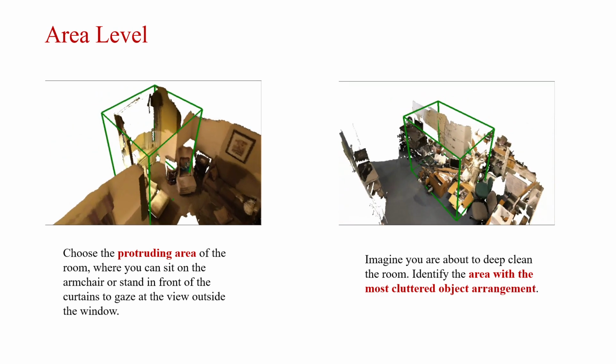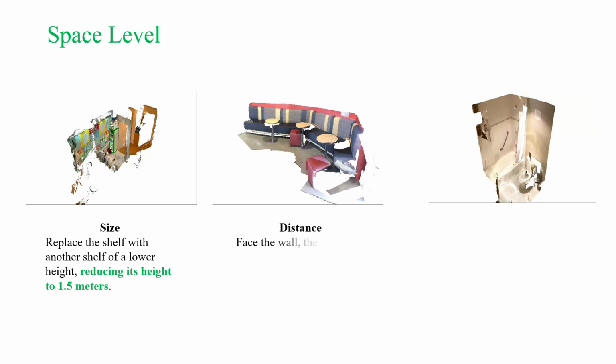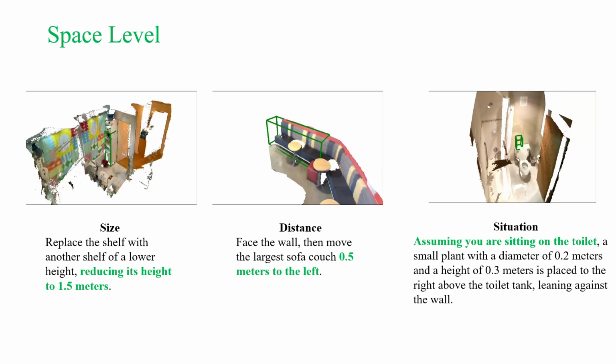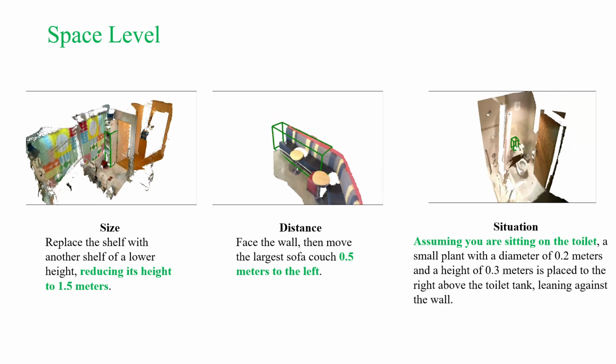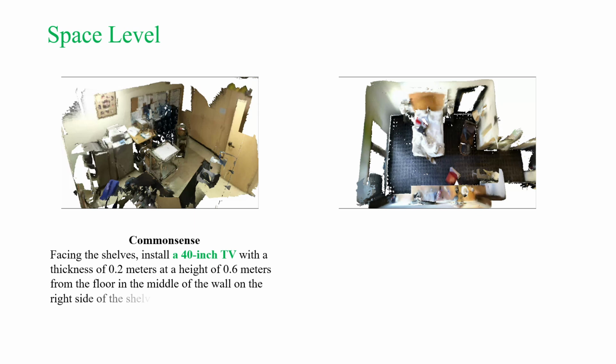Expressions at the space level refer to spatial regions beyond objects in the 3D scene and are categorized into the following 5 types. Size-related tasks require directly adjusting the size of an object. Distance-related tasks involve relocating an object or placing a new object at a specified distance from another. Situation-related tasks require imagining a scenario in a 3D scene from an egocentric perspective. Common sense-related tasks involve common sense knowledge about object sizes, such as a 40-inch TV, or typical spatial locations within a scene, e.g., room corner.